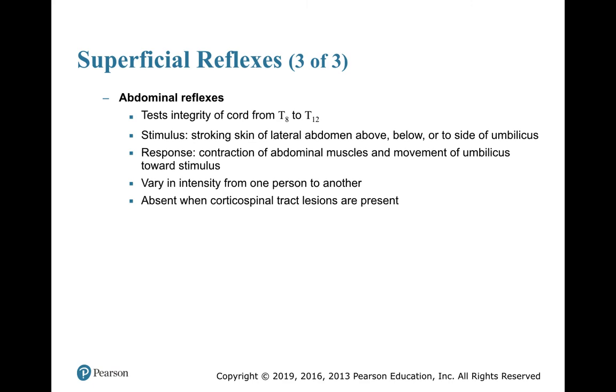Abdominal reflexes are going to test the integrity of the cord T8 through 12. Stroking the skin of the lateral abdomen above, below, or to the side of the umbilicus should lead to contraction of the abdominal muscles and the movement of the umbilicus towards the stimulus. This will vary in intensity from one person to another, but if there are cortical spinal tract lesions, you will lose this reflex.